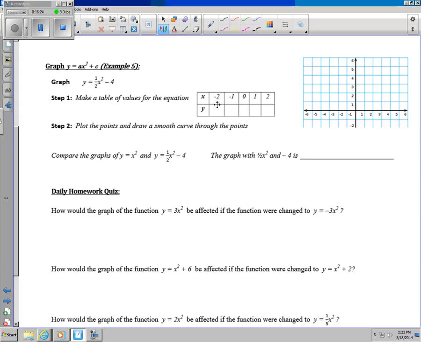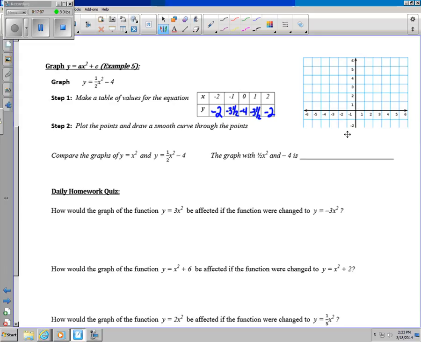All right, when -2 is x, -2 squared is 4, half of 4 is 2, and then 2 minus 4 is -2. When -1 is x, we square that, we get 1. Half of 1 is 1/2. 1/2 minus 4 is -3.5. When x is 0, x squared is 0. 1/2 times 0 is 0. 0 minus 4 is just -4. And when x is 1, we're back to -3.5. And when x is 2, we're back to -2.